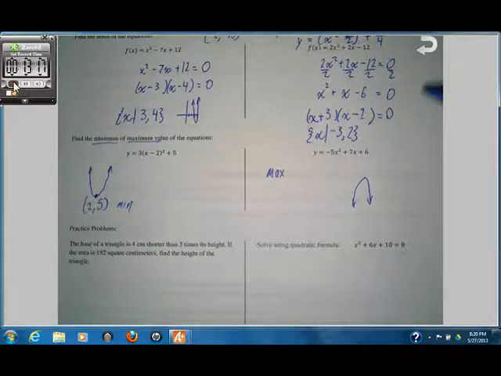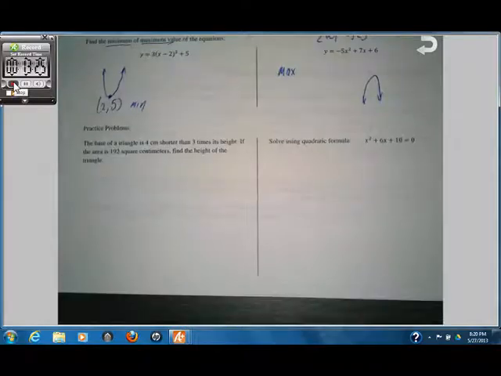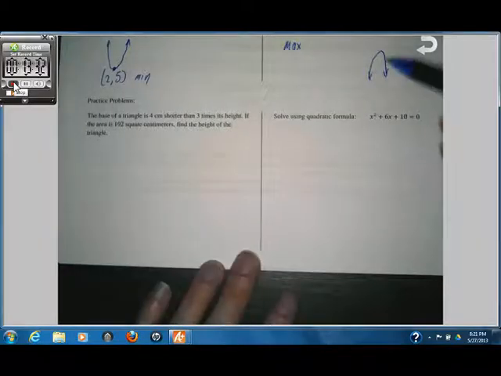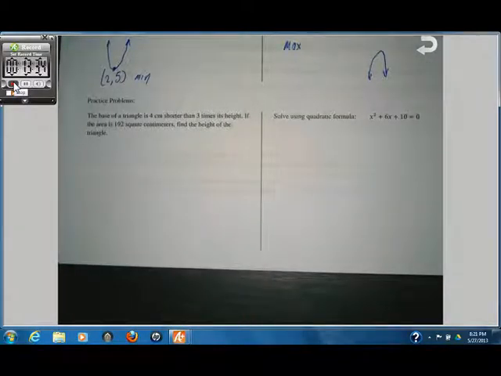All right. Practice problems. Can you read a word problem and understand what it's saying? Okay. Base of a triangle is 4 centimeters shorter than 3 times its height. So 3 times its height minus 4 centimeters. So there's our equation for our base.